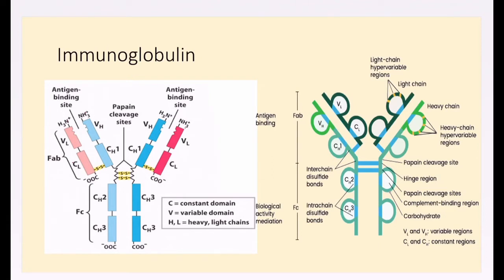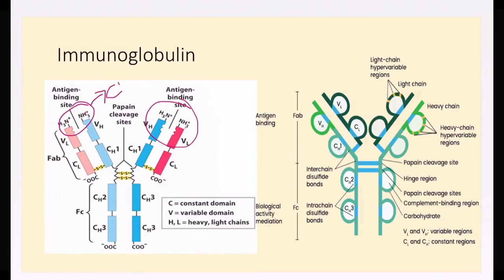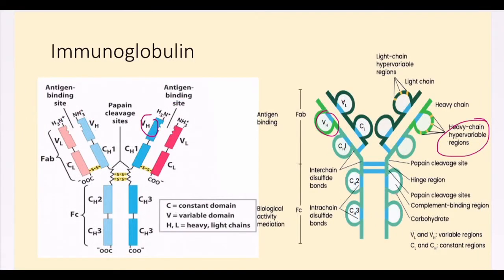Amino terminal ends show variation, and this is the site where it can bind to the antigen. This amino terminal end has a highly variable region. This is also called a hypervariable region and the complementarity determining region. The variable region in the H chain is called the VH region, and the variable region in the light chain is called the VL region.